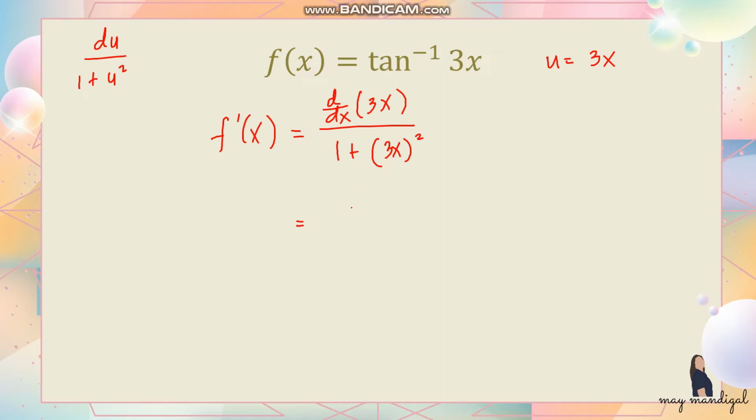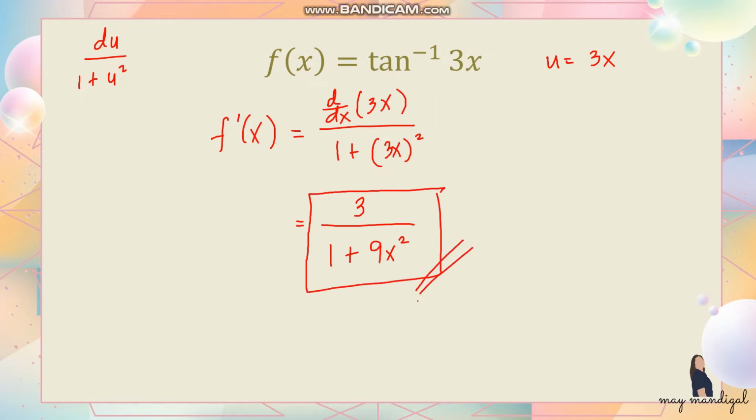So the derivative of 3x is 3, all over 1 plus, and then we have to square 3x, and that will give us 9x squared. And then that's it. That's now the derivative of our function, arctangent of 3x.